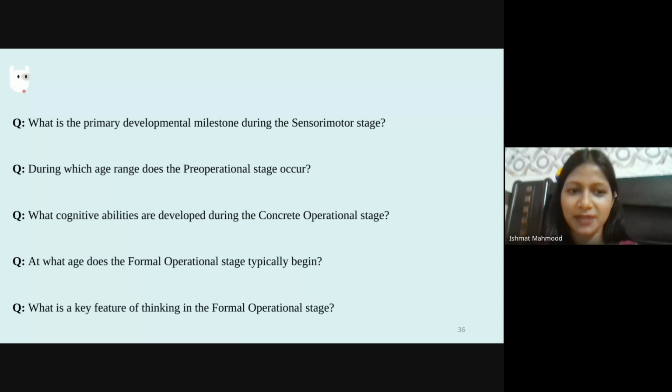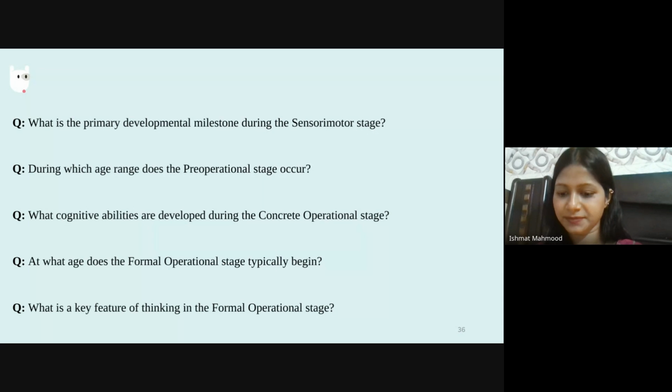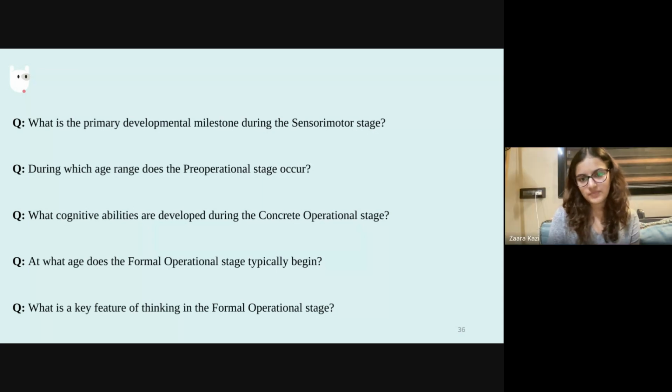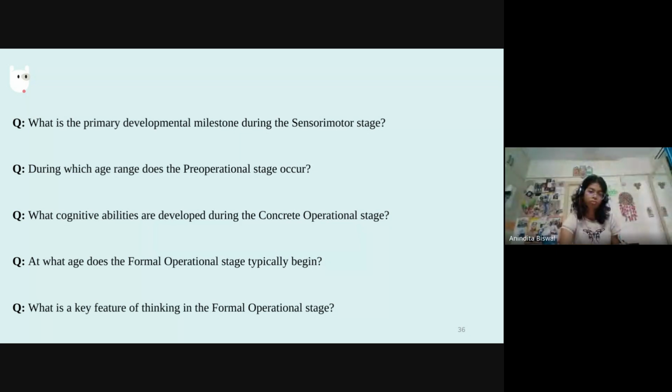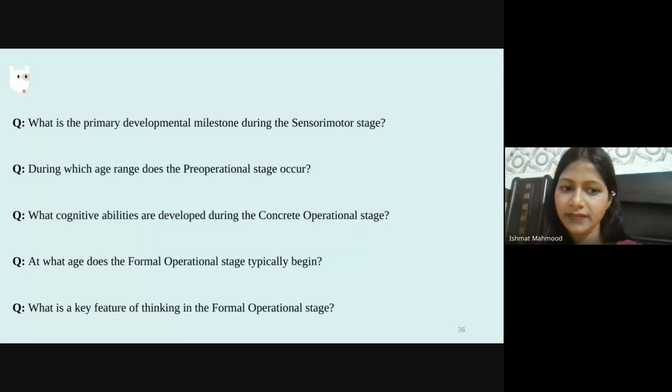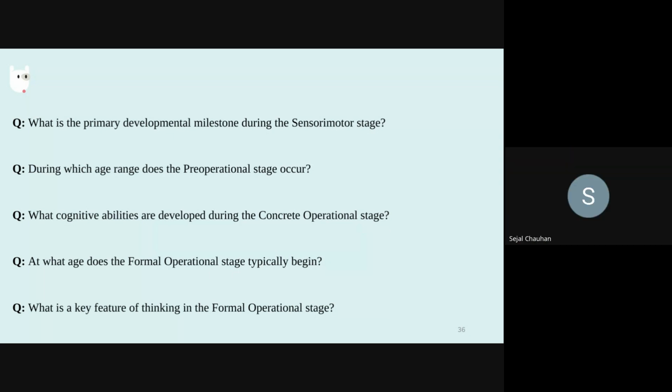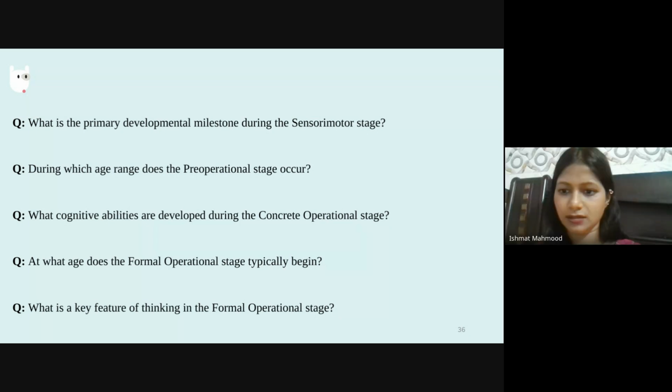First question, what is the primary developmental milestone during the sensorimotor stage? Object permanence. Correct. So during which age range does the preoperational stage occur? 2 to 7. Correct. What cognitive abilities are developed during the concrete operational stage? Conservation. Logical thinking. Yes. Logical thinking about concrete events, and understanding the concept of conservation.